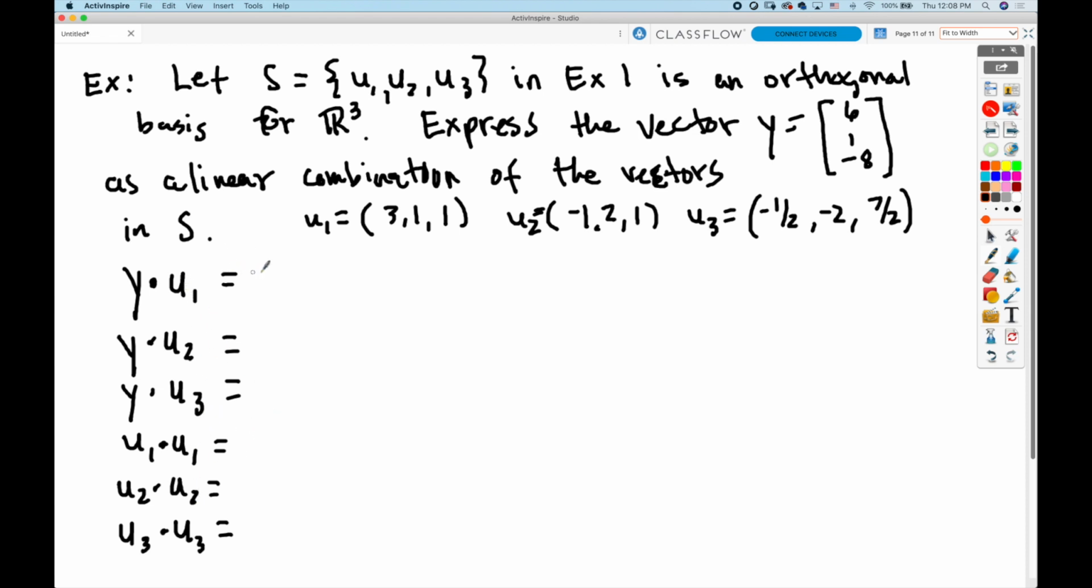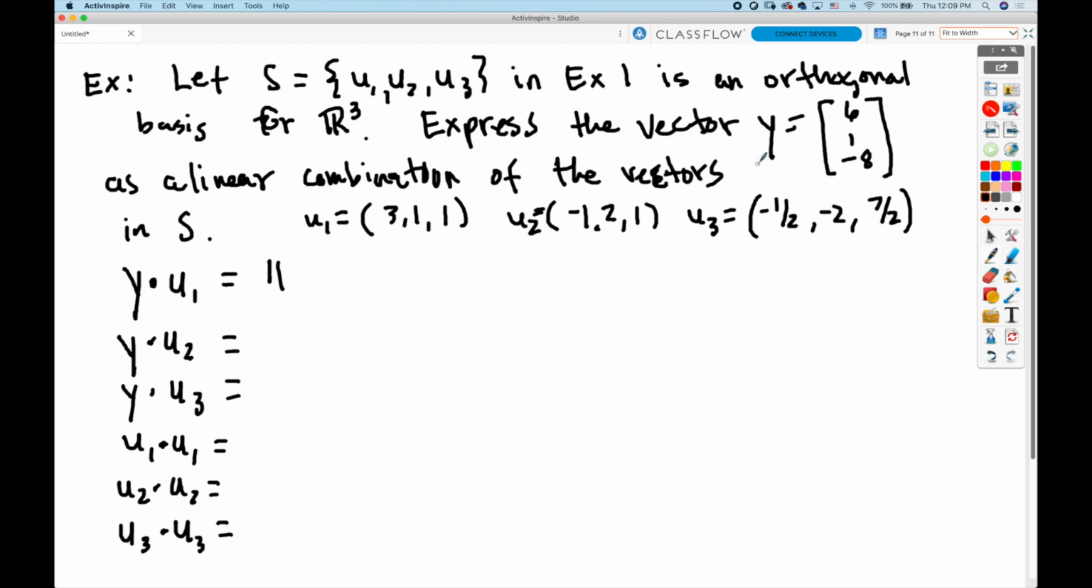So y dot u1 is going to be 6 times 3, and 1 times 1, and 1 times negative 8. So that's 18 plus 1 minus 8. 6 times 3 is 18, 18 plus 1 is 19, minus 8, which is 11. So we get 11.